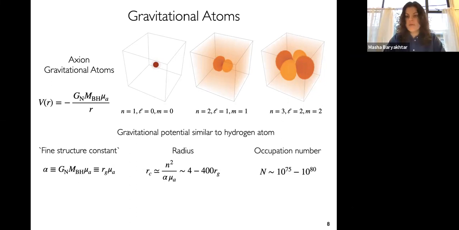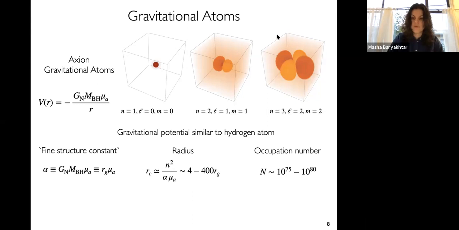And the important difference from a hydrogen atom, where there are electrons, which are fermions, is that here the axions or other light particles you might want to look for in this mass range are bosons, and they will grow to very, very high occupation number, even exponentially large occupation number. There can be as many as 10^75 to 10^80 particles in these bound states around the black hole.